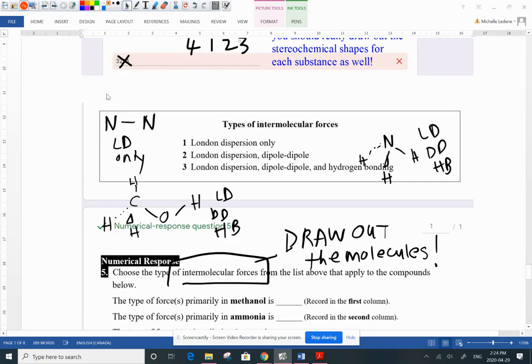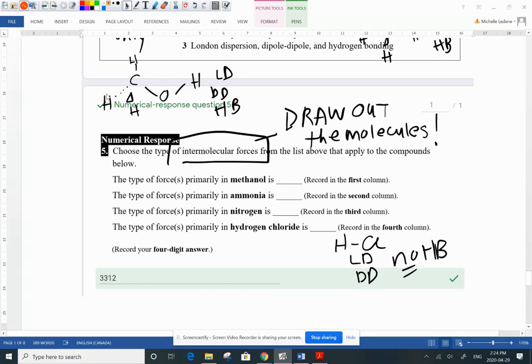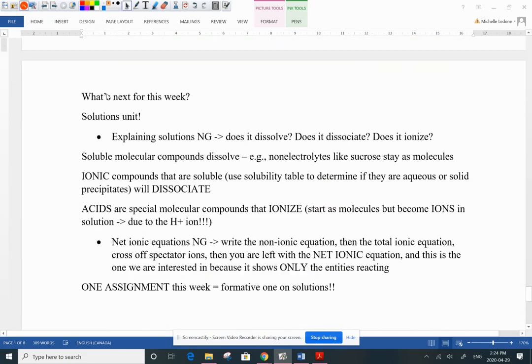You've got to draw these out, guys. Same for this last question, right? Draw out the molecule. Who's got London? Who has dipole-dipole? Are they polar or not? Draw out the molecule. And do they have hydrogen bonds or not? Okay, so very important. These questions take a long amount of time, but they're worth it in the end.